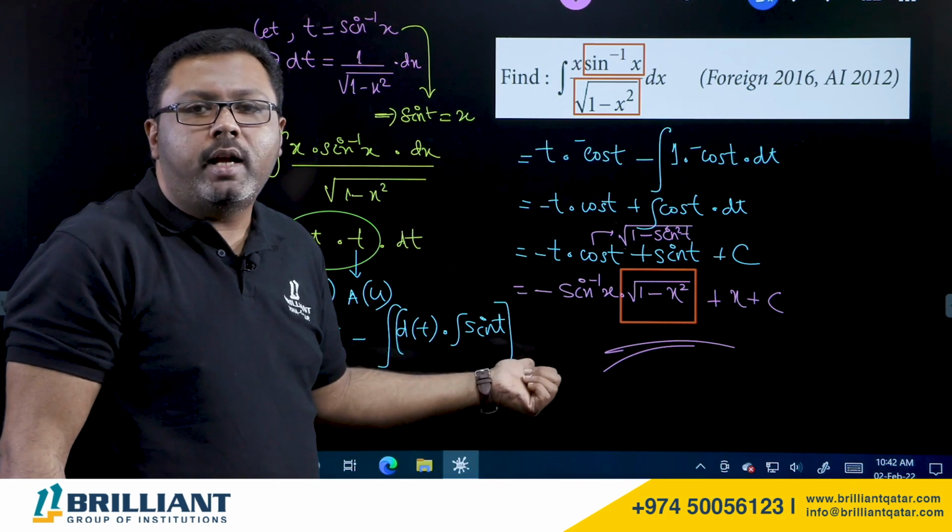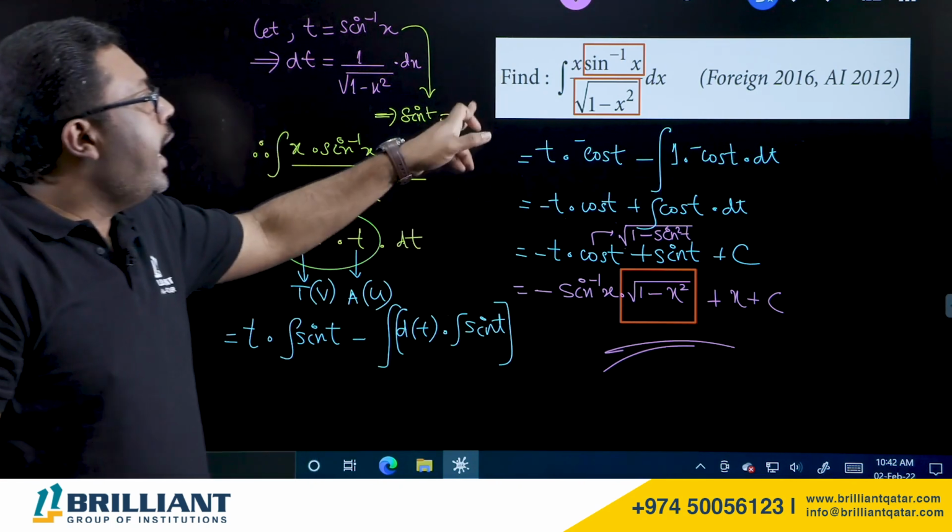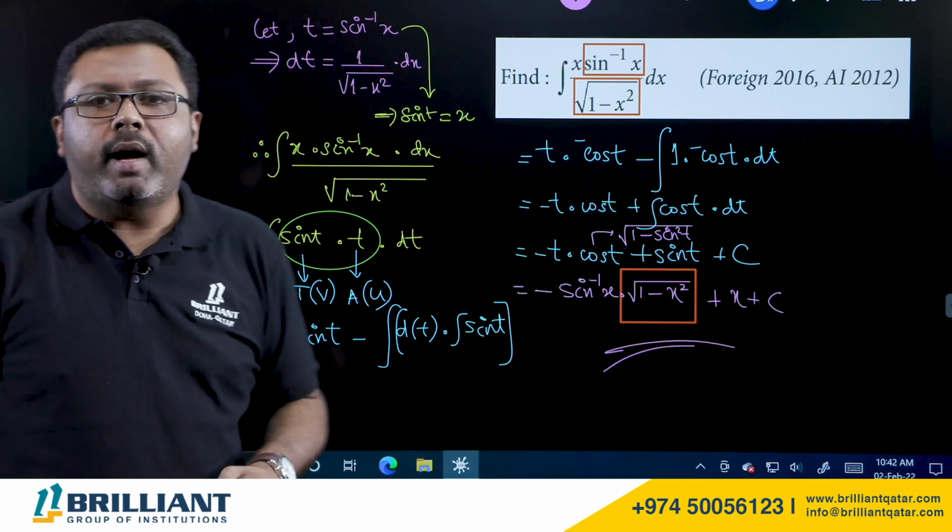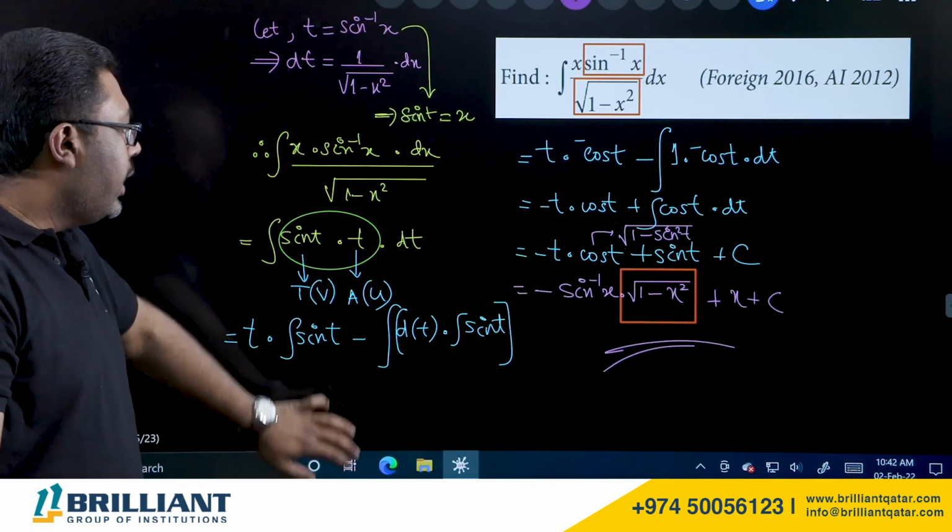So I believe everybody is clear with this question. What is it? X sine inverse X by root of 1 minus X squared. Okay. Next question.